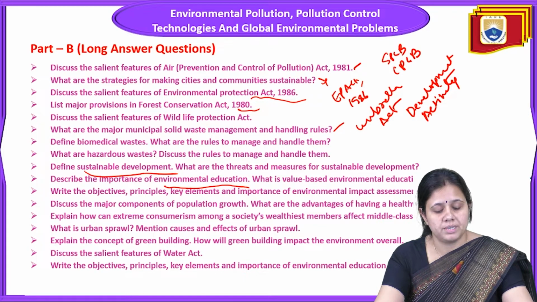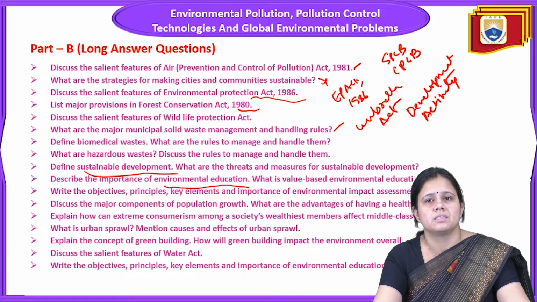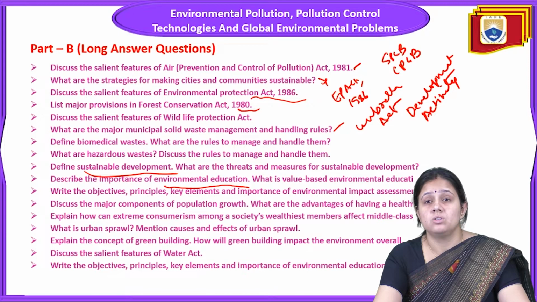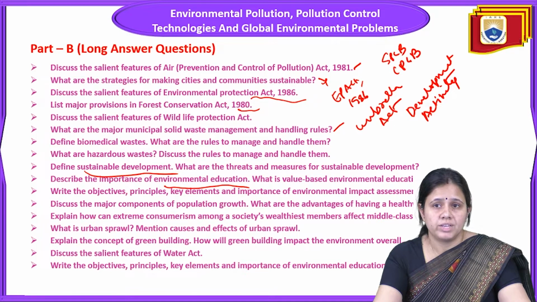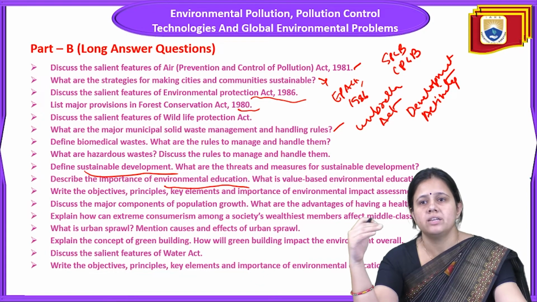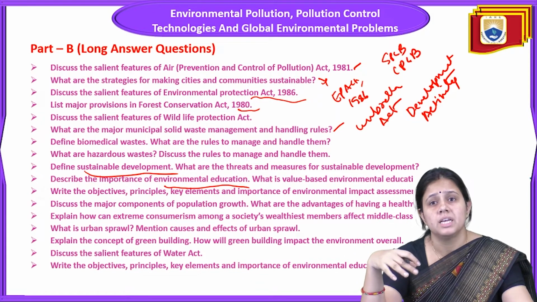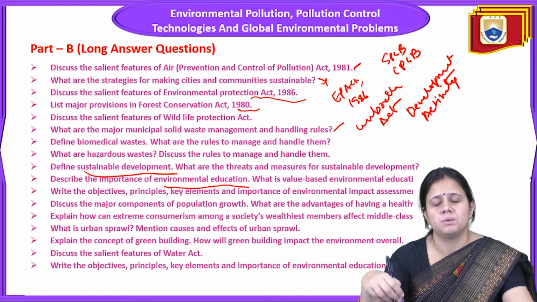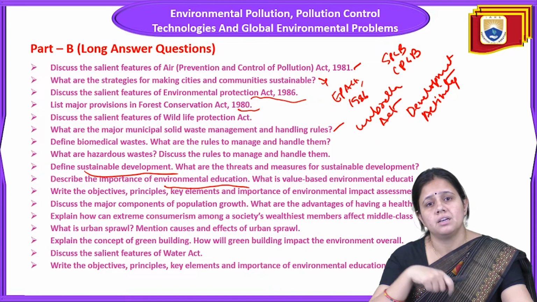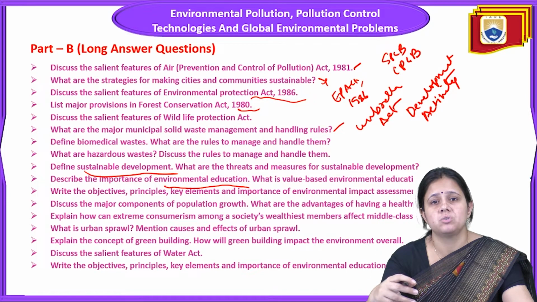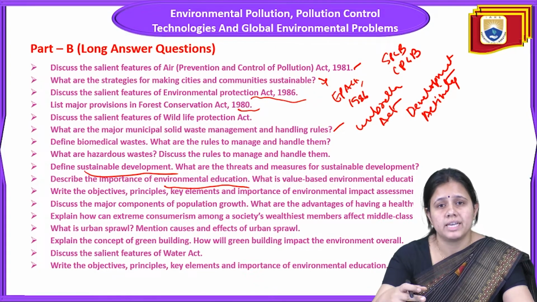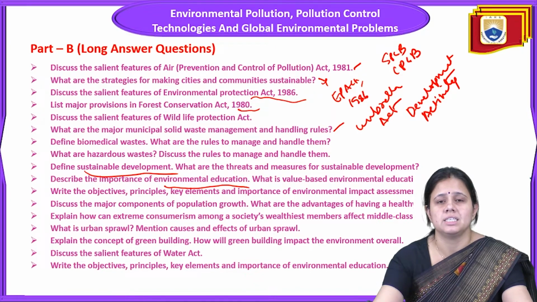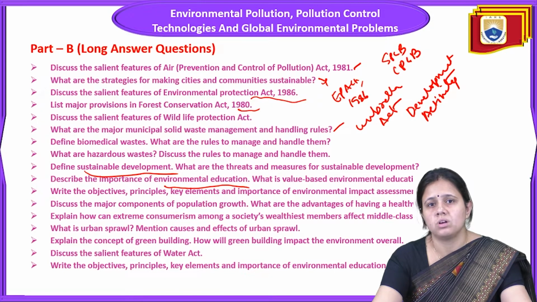Next question is: explain how extreme consumerism among a society's wealthiest members affects a middle class person. In the wealthiest, higher society, there will be extreme consumerism. Like in a higher society family, you will see 4 to 5 cars, but a middle class family has only 1 car. In a higher society, everybody will have their own TV, own AC, but a middle class family has a single AC.